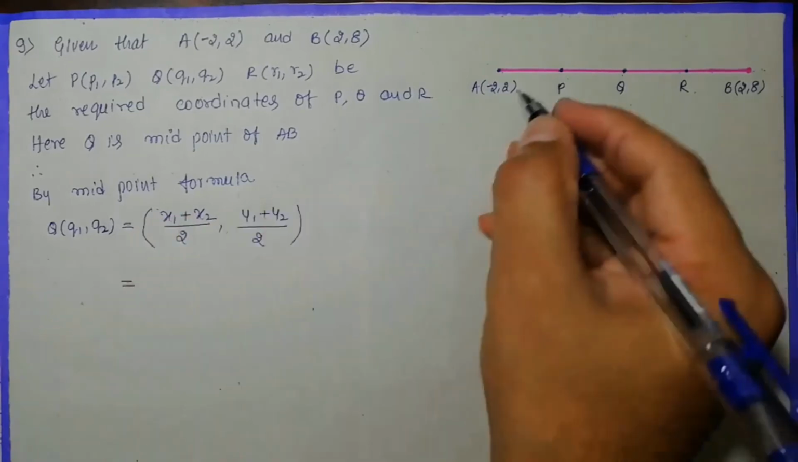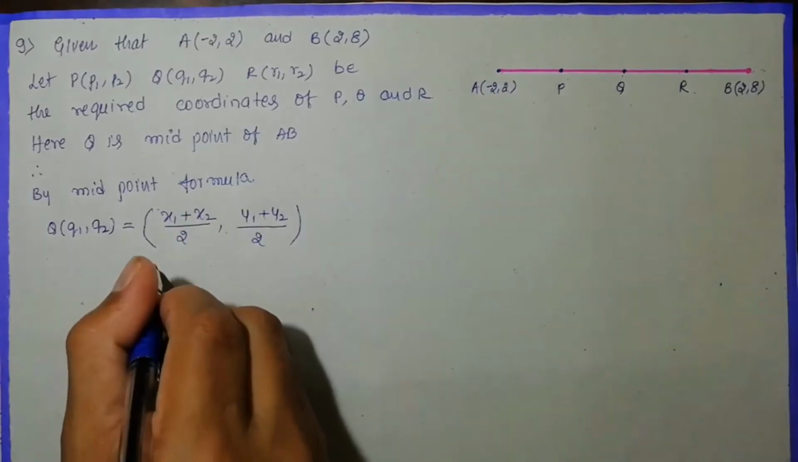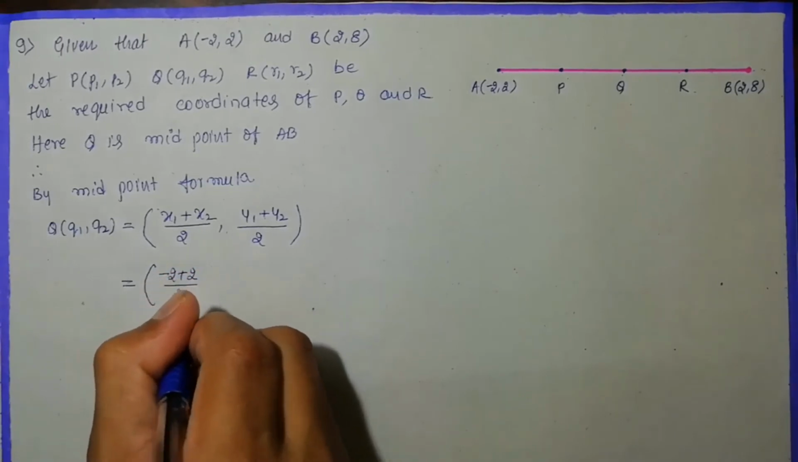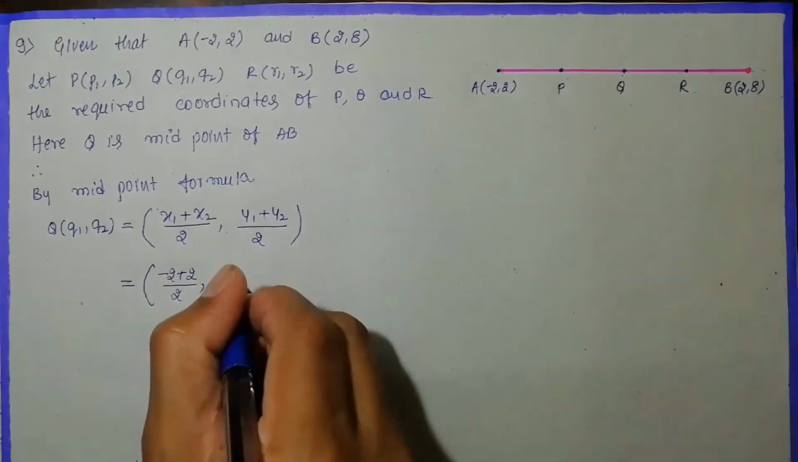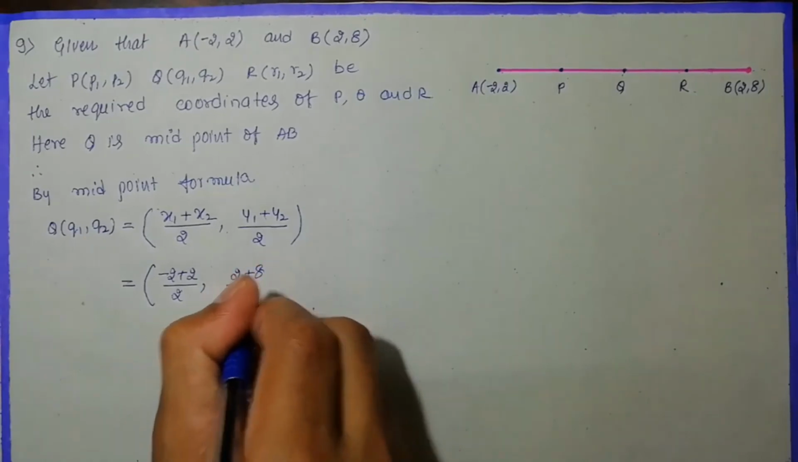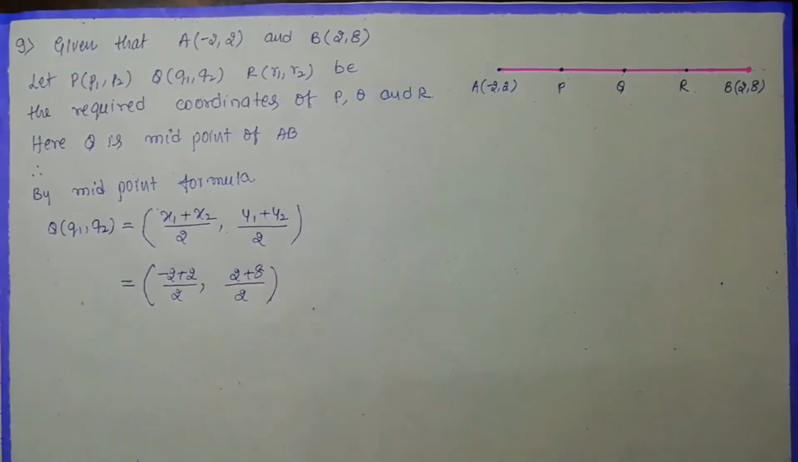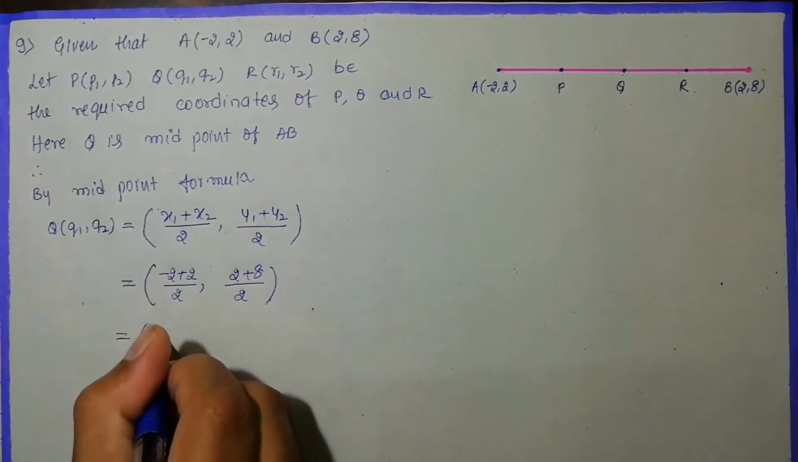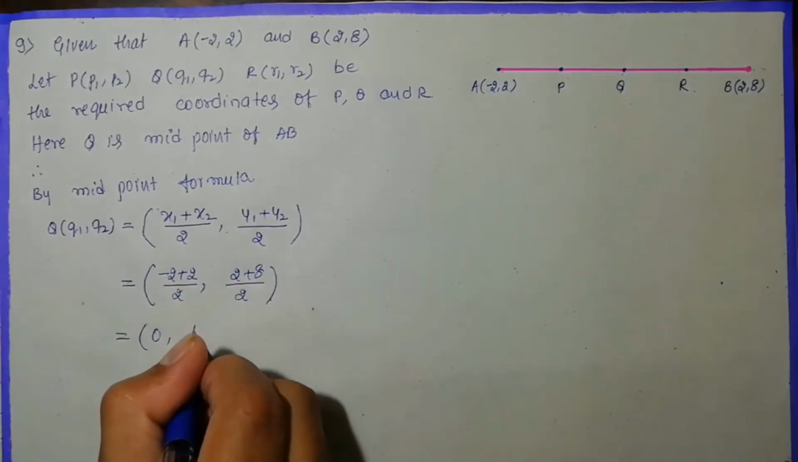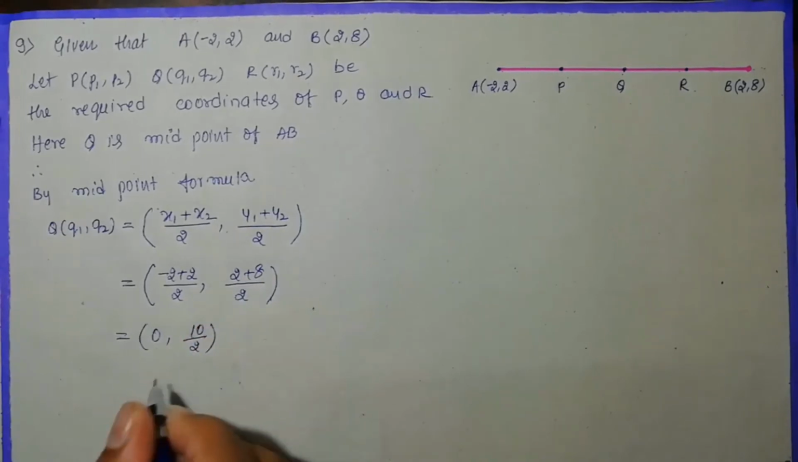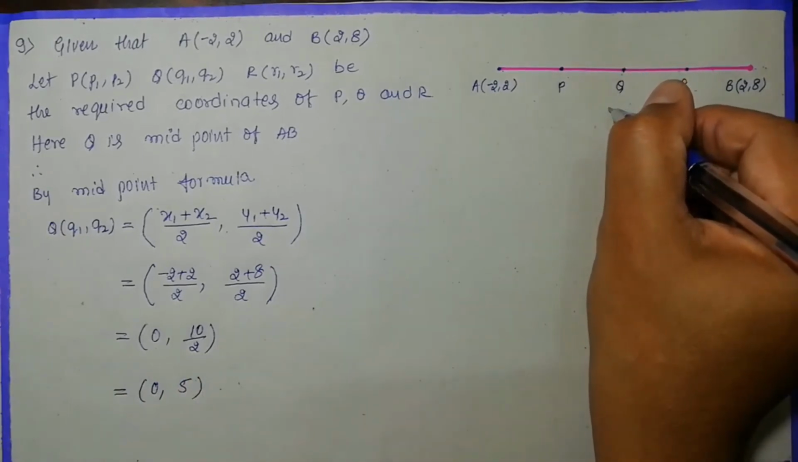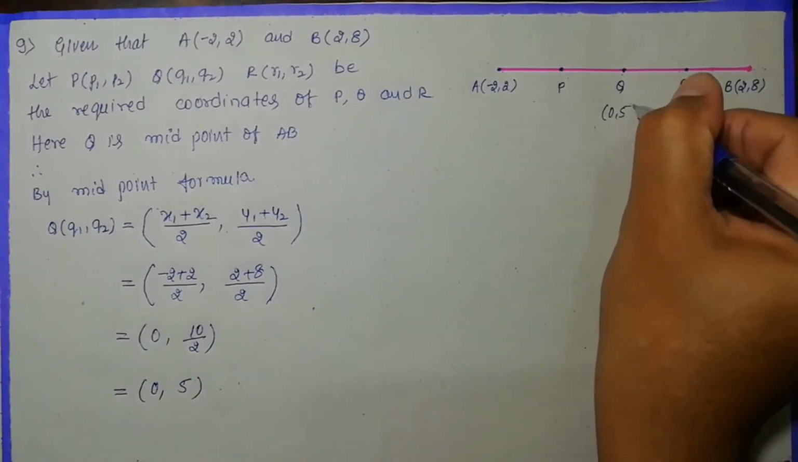So now x1 plus x2 means minus 2 plus 2, divided by 2, and then 2 plus 8 divided by 2. Okay, like this. So now it will become 0 by 2, which is 0. 2 plus 8 means 10, 10 divided by 2 will become 5. So the coordinates of Q are (0, 5).